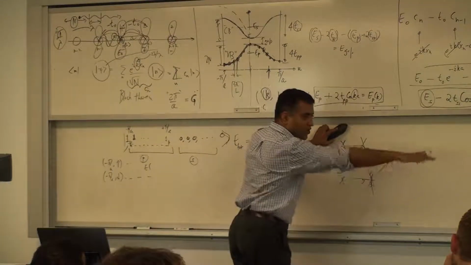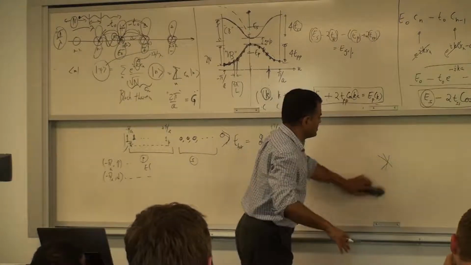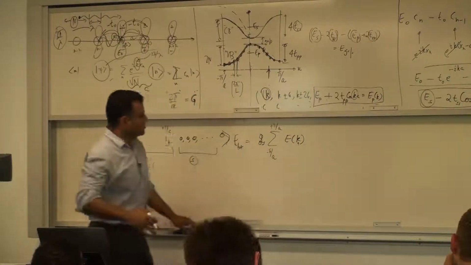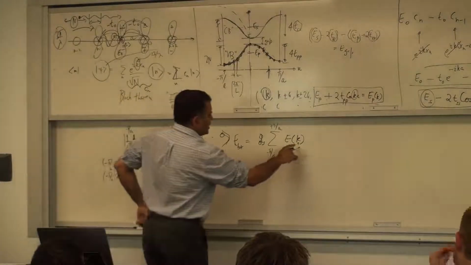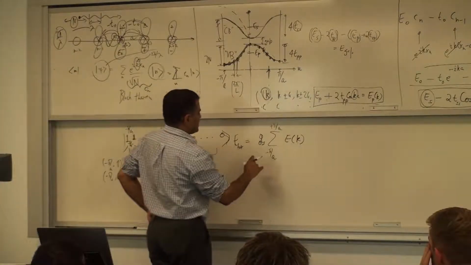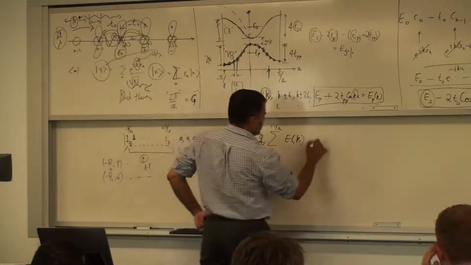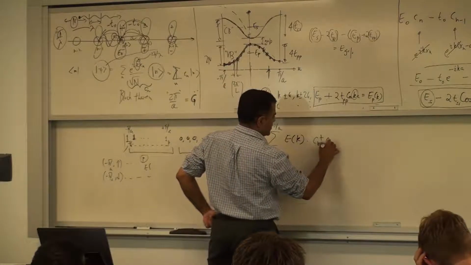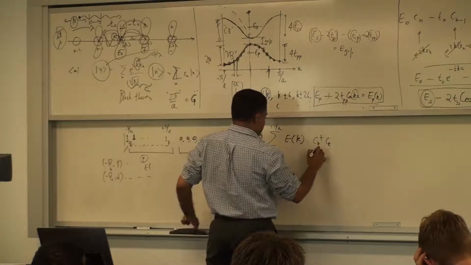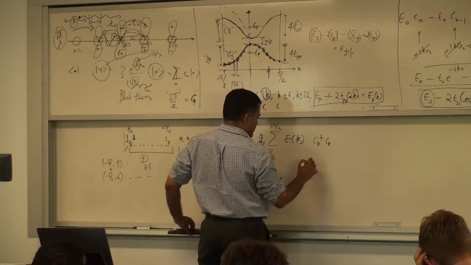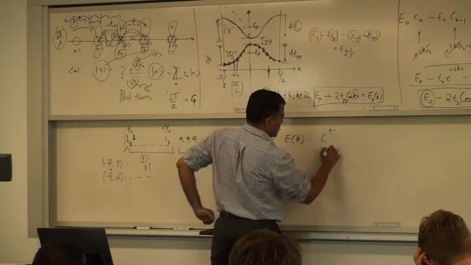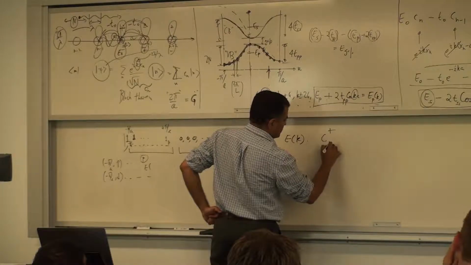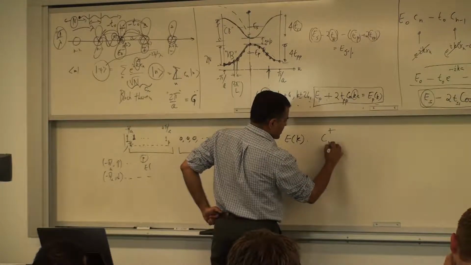You have to sum over all possible E of k, not just one of them. If you have multiple valleys, you sum over that. So you can see that I could also have written it as just c_k dagger c_k. But to be more specific, c being our creation and annihilation operators, now c of the p orbitals.